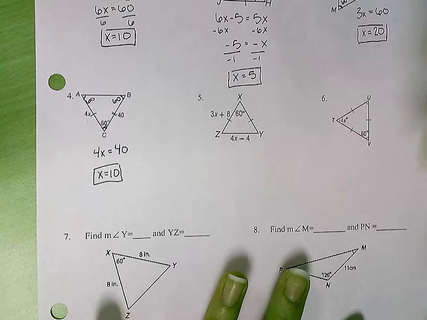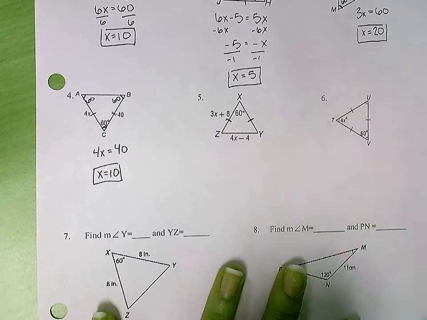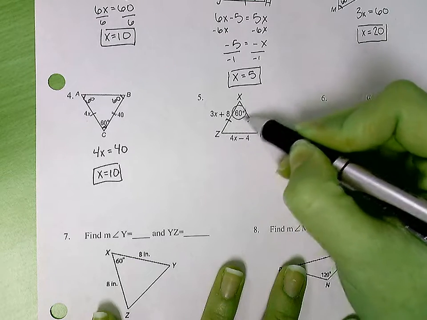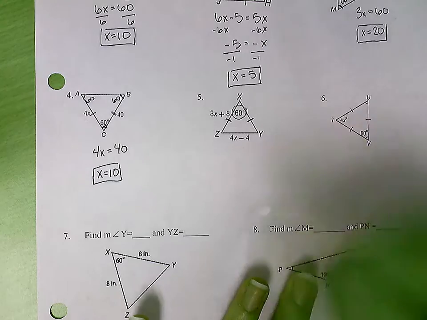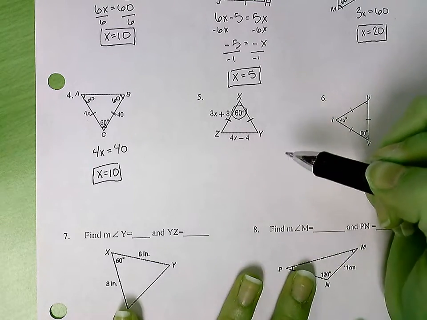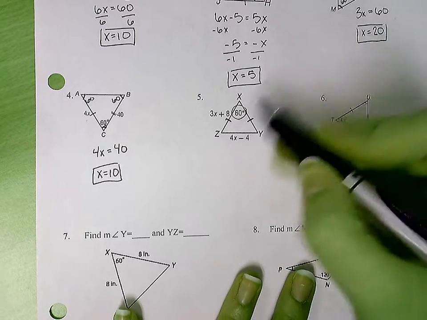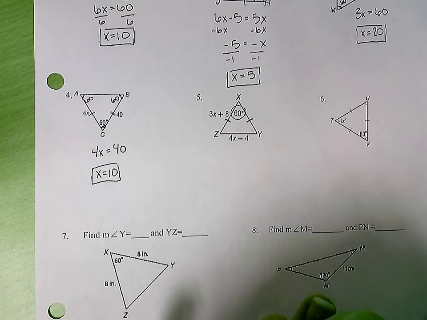Okay, number 5. I have these 2 sides congruent, and one of my angles is 60 degrees. Right now it shows this is an isosceles triangle. So what I want to do is find what these 2 other angle measures are to see if it's equilateral.